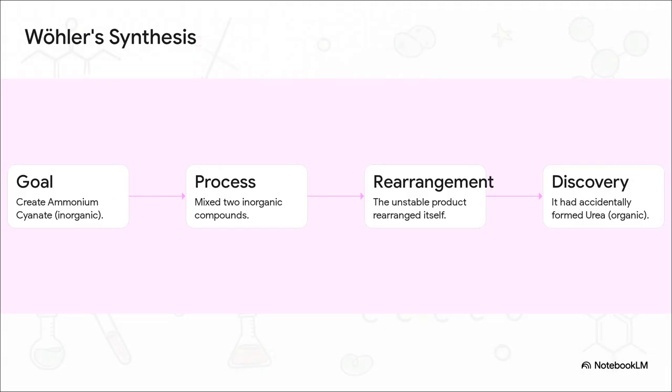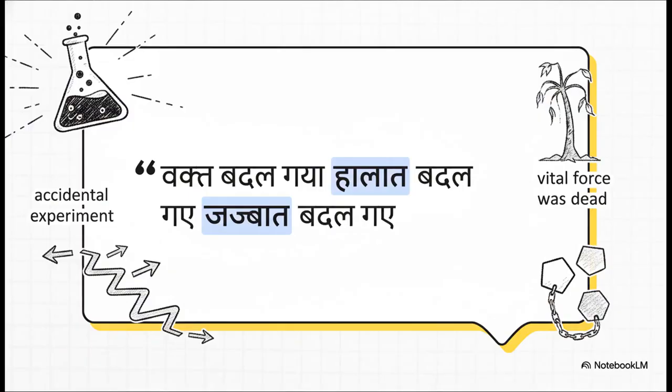But then, 1828 happens. A German scientist, Friedrich Wöhler, is in his lab. He's not trying to disprove anything big. He's just trying to make a boring, inorganic compound. But in the process, the atoms in his mixture did a little shuffle, and he accidentally created urea, a famous organic compound found in urine. It was the first time ever that an organic molecule was made from totally non-living stuff. With that one single accidental experiment, the whole paradigm just shattered. As the Hindi saying goes, the time changed, the situation changed, the feelings changed. The vital force was dead.